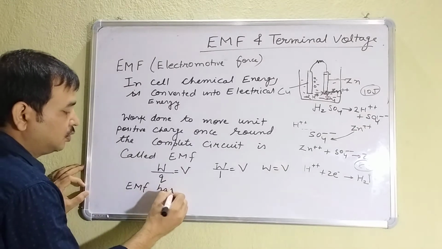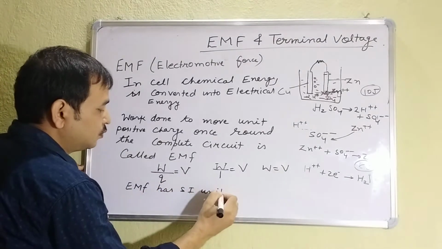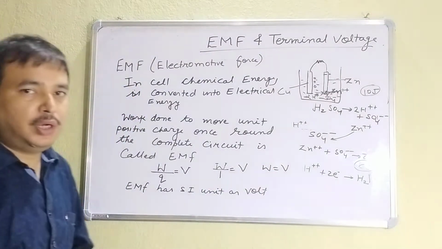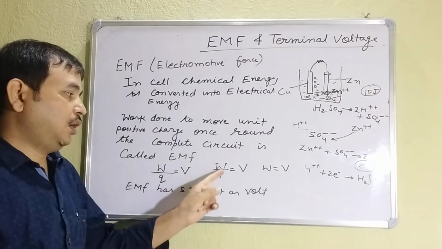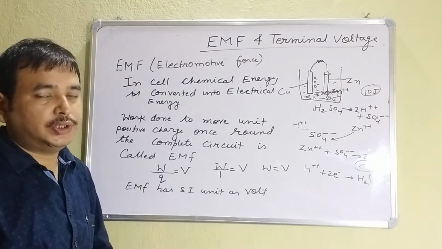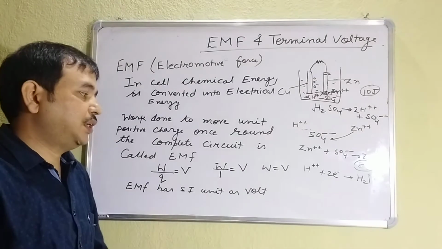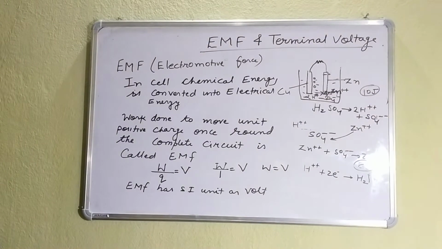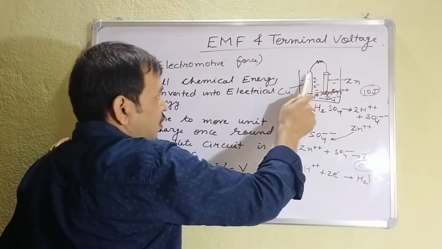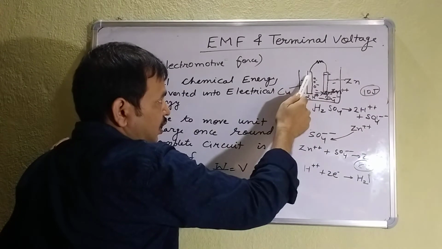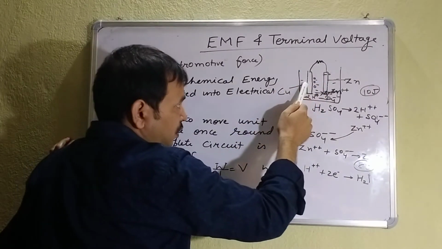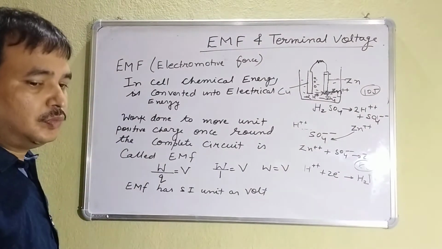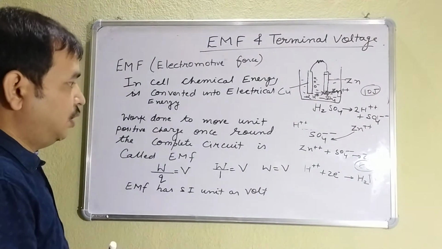has SI unit as volt, because it is work done per unit positive test charge, and work done per unit charge is known as potential difference. And what is the unit of potential difference? Volt. Clear? So this is EMF. EMF means the total work done to move the unit positive charge outside the circuit and inside the solution. Clear? Now, terminal voltage.